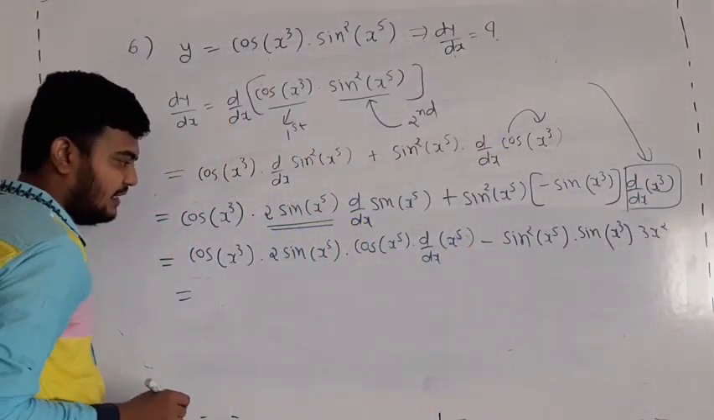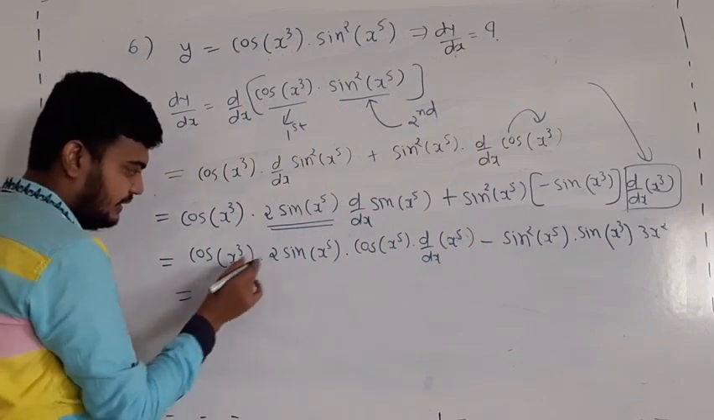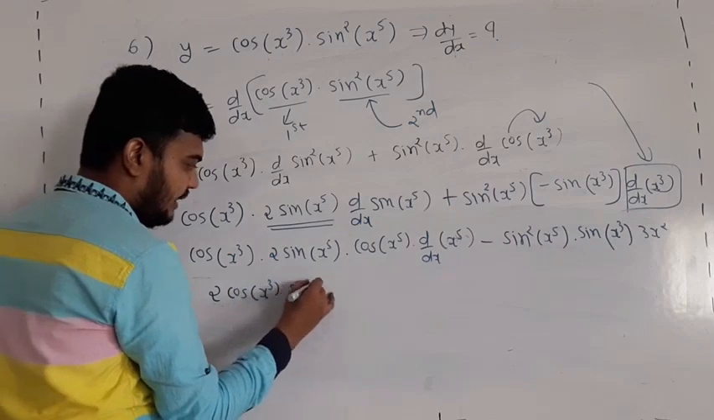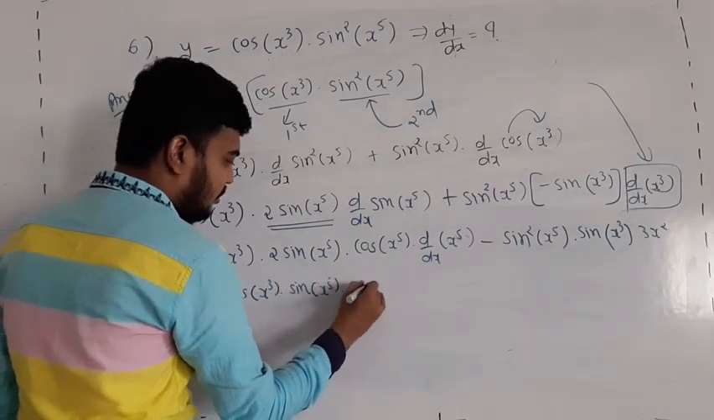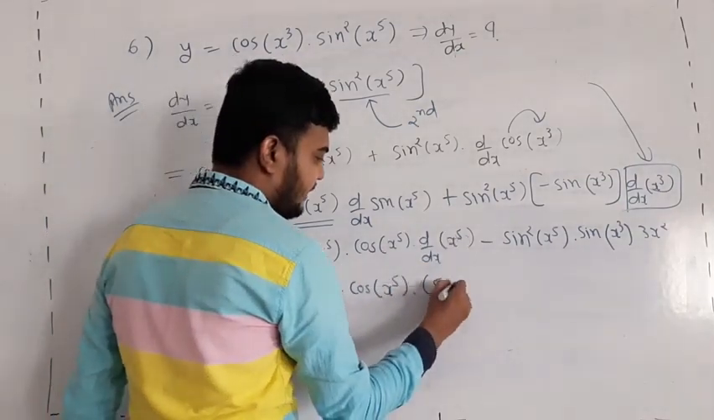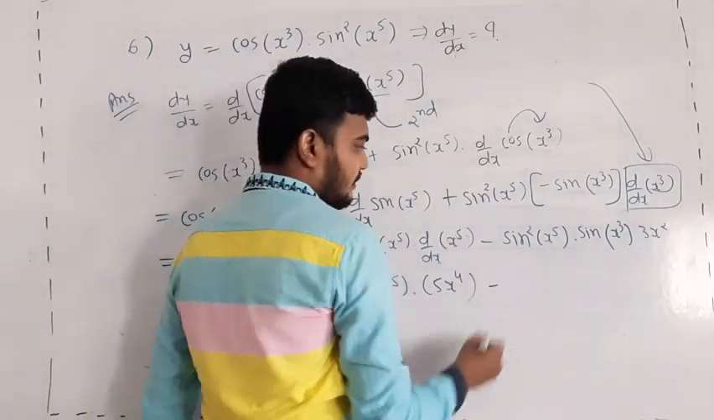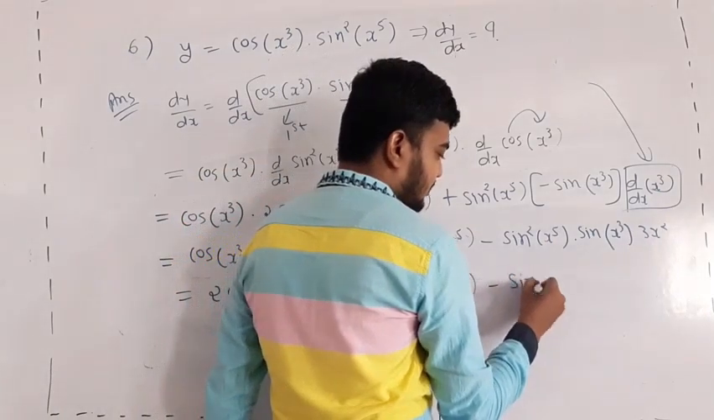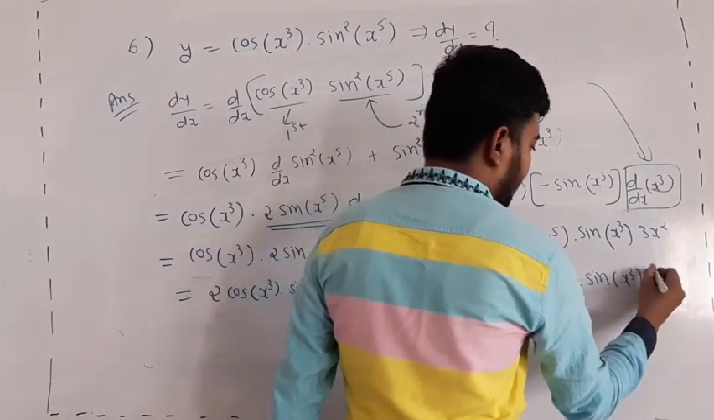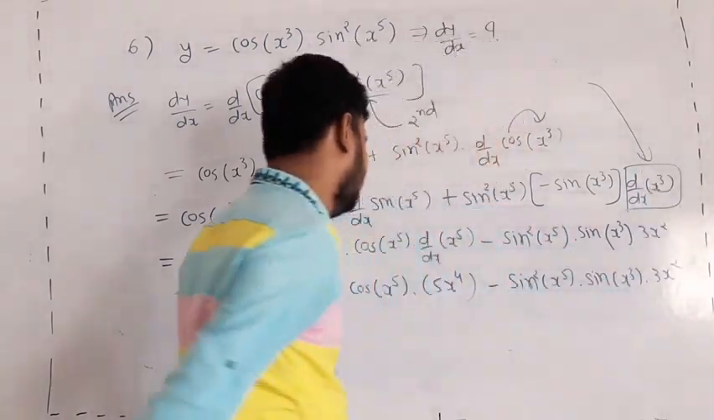So our last step is 2 cos of x cube into sin of x raised to 5 into cos of x raised to 5 into 5x raised to 4, minus sin square x raised to 5 into sin of x cube into 3x square.